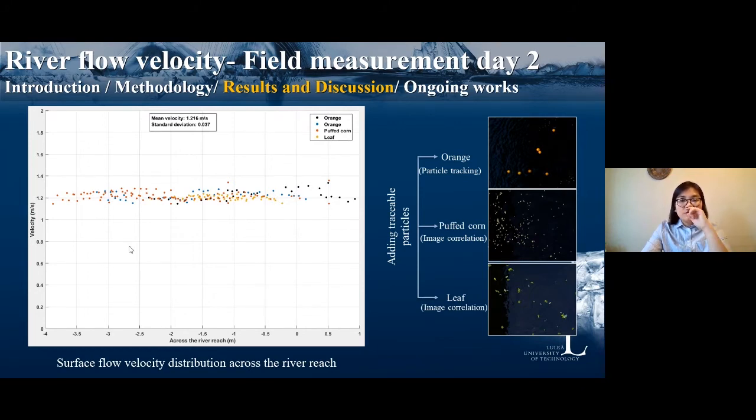The velocity distribution profile shows a mean velocity value of around 1.2 meters per second. And here is the surface velocity field of measurement day 2.